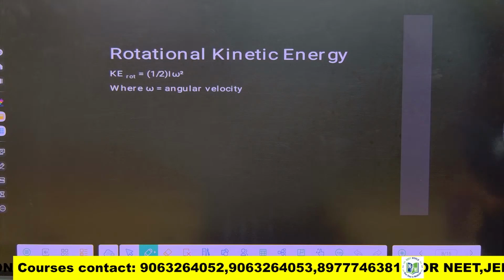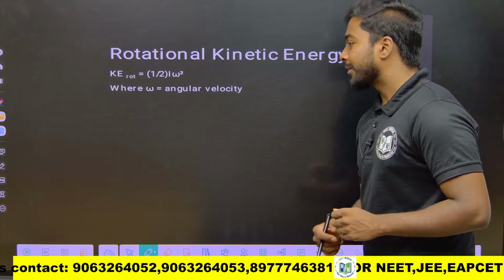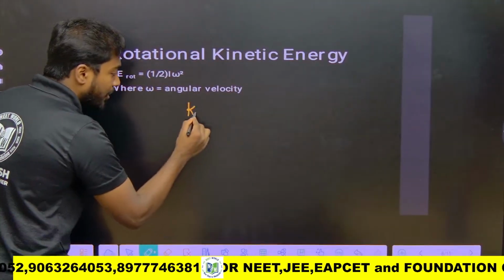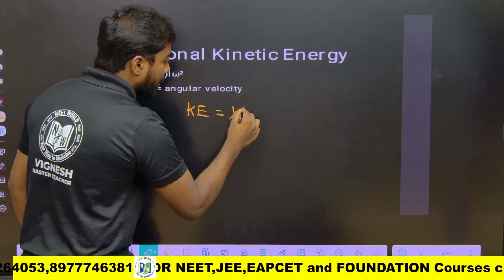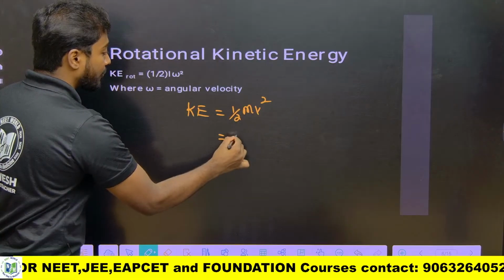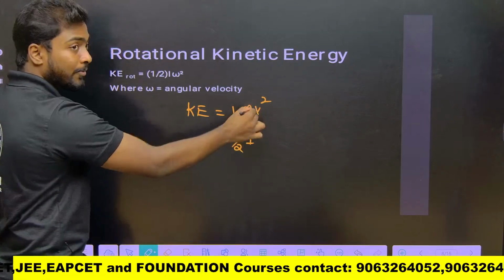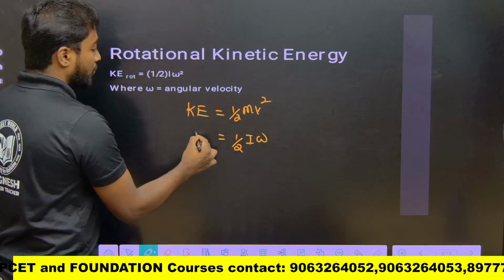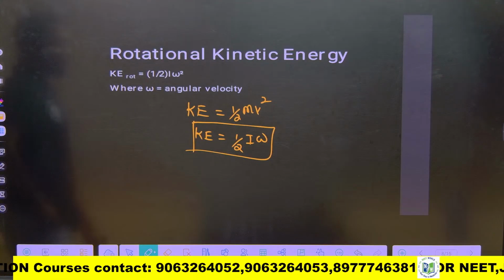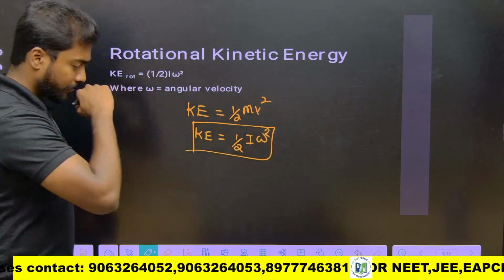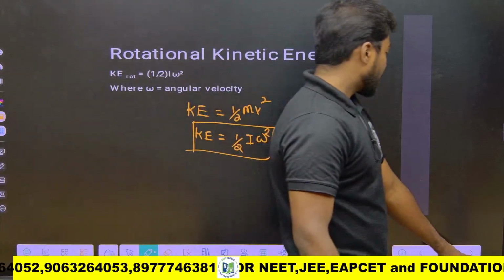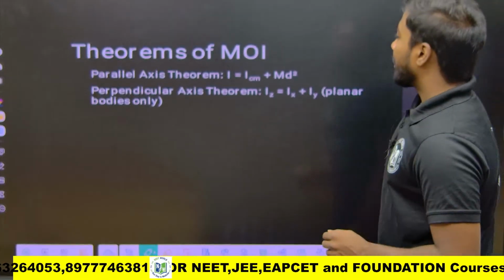Yes, so rotational kinetic energy. For the kinetic energy formula we know K is equal to half m v square, right. So instead of mass we use I, and instead of v, omega. So this is the rotational kinetic energy, half I omega square, where omega is the angular velocity and I is the moment of inertia. We'll see the next one.